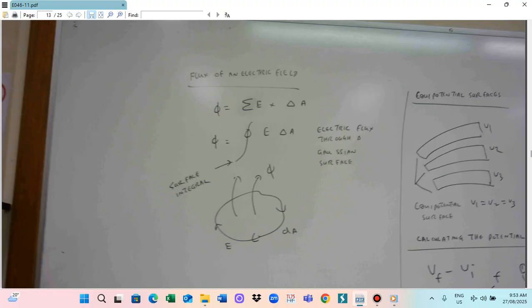Normally, how can you calculate the flux? This flux phi is equal to the integration of E multiplied by delta A.